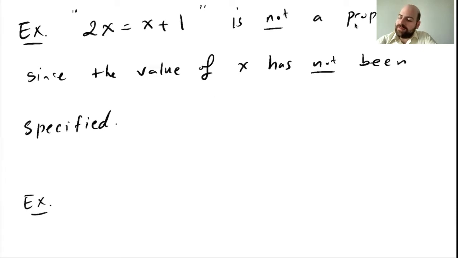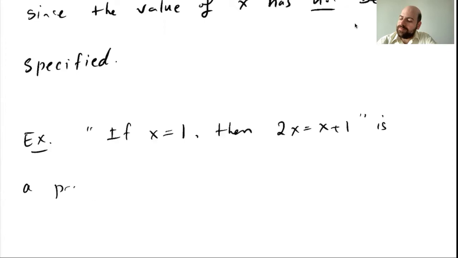But if I say, for example, if x is equal to 1, then 2x is equal to x plus 1, then this is a proposition which is true.